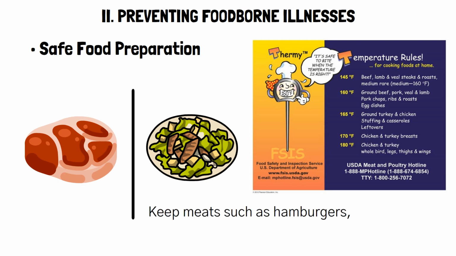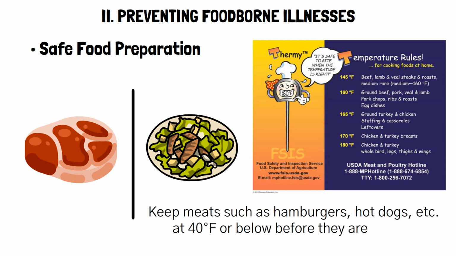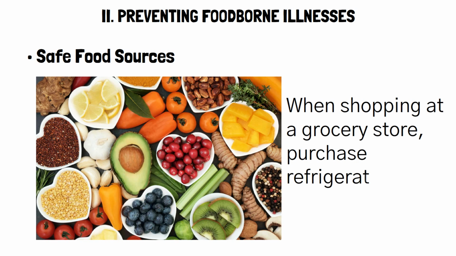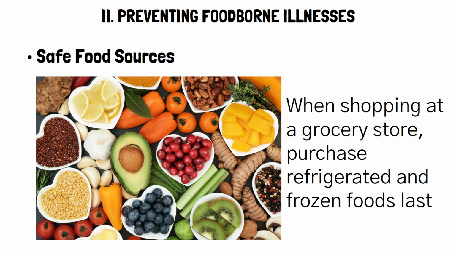Keep meat such as hamburgers, hot dogs, etc. at 40 degrees Fahrenheit or below before they are cooked. After the meal, be sure the food is properly refrigerated and stored at safe temperatures to prevent bacterial growth. Safe food sources. Be sure to choose reputable suppliers of the food. These suppliers are more likely to follow regulatory systems that aid in monitoring food safety standards. When shopping at a grocery store, purchase refrigerated and frozen foods last.